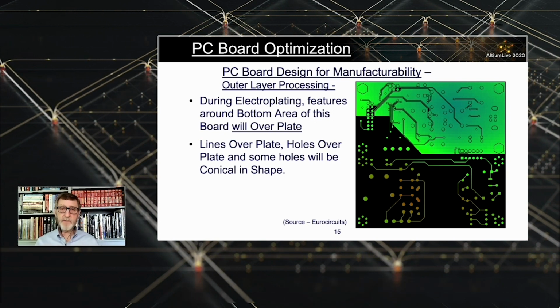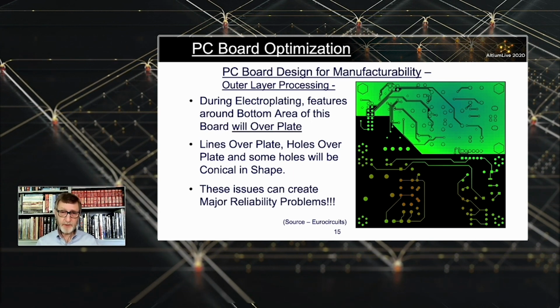Conical shaped holes have uneven knees, and uneven knees are too thick on one side and too thin on the other, and they're prone to failure. This kind of board would be extremely prone to failure and would cause major reliability problems.